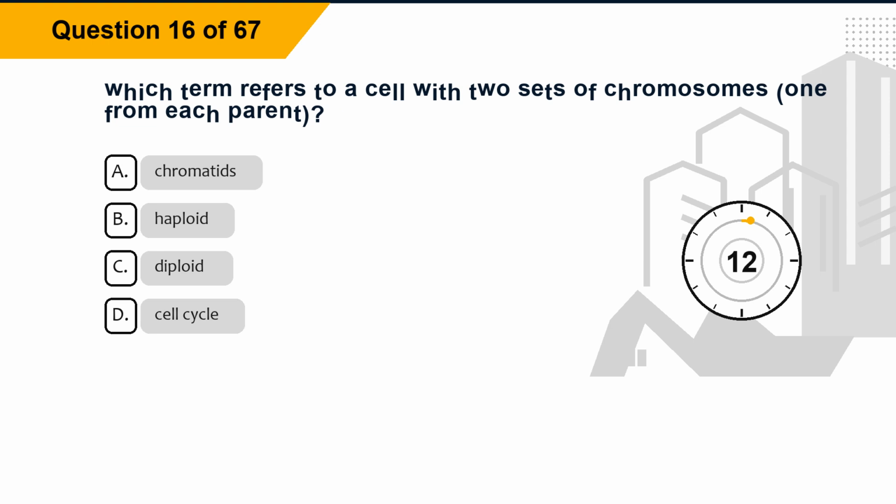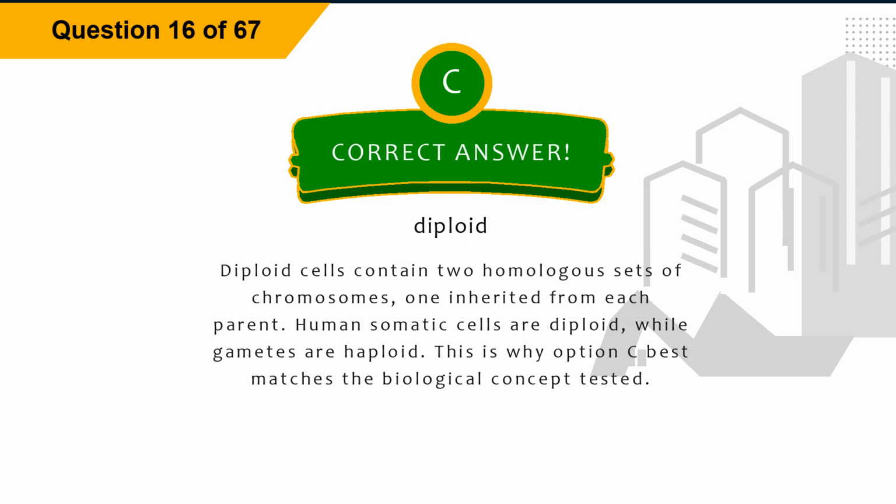Question 16. Which term refers to a cell with 2 sets of chromosomes, 1 from each parent? Option A, chromatids. Option B, haploid. Option C, diploid. Option D, cell cycle. The correct answer is option C, diploid. Explanation: diploid cells contain 2 homologous sets of chromosomes, 1 inherited from each parent. Human somatic cells are diploid, while gametes are haploid. This is why option C best matches the biological concept tested.